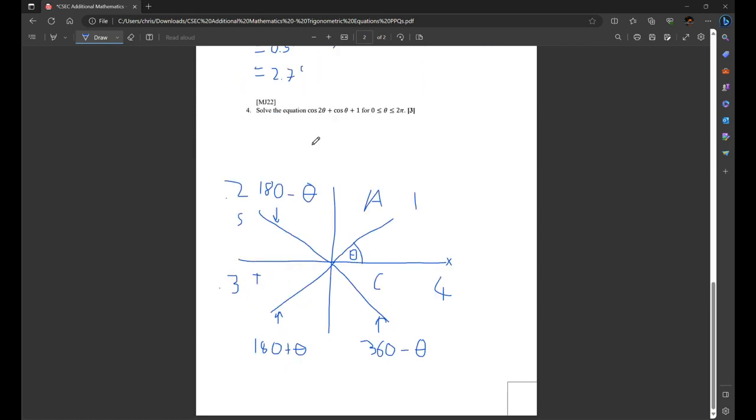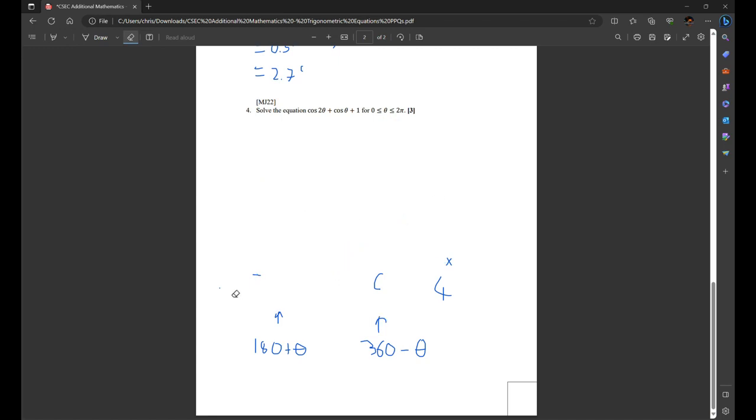Okay, for this last question, I'm going to have to erase this diagram that I drew here, so you can have space to work it out, but I'm pretty sure by now you guys are all familiar with the concepts of the quadrants and all the angles, etc.